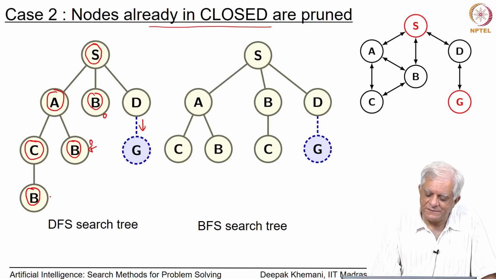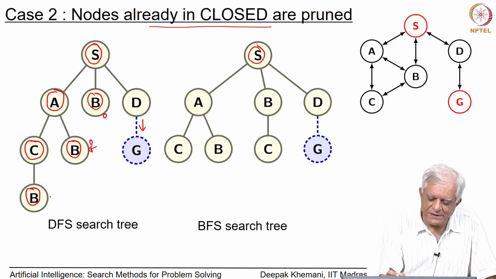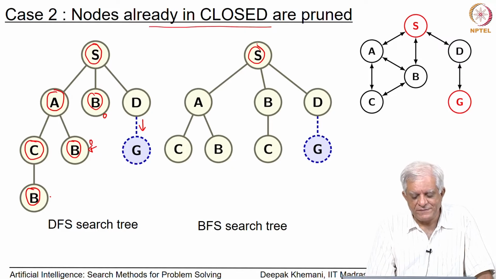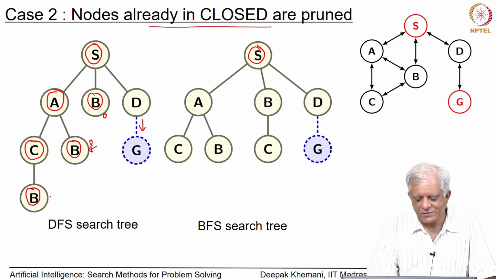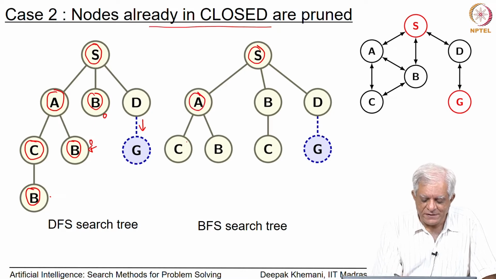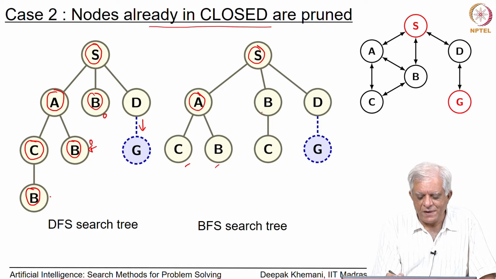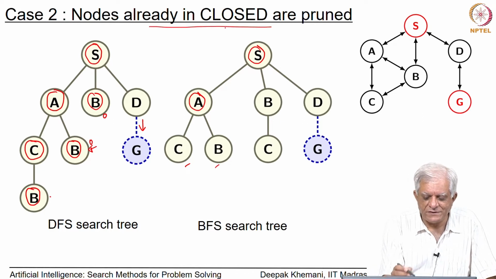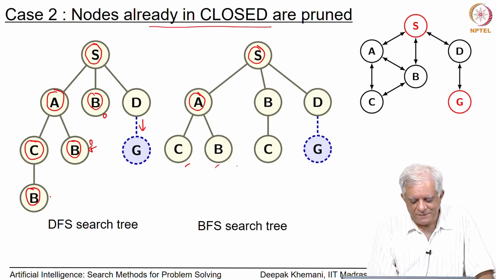Let us look at breadth first search. As usual, it starts by looking at S, generates the 3 children A, B, D, looks at A, generates the children C and B. Again it has generated B again, because even though B is present in open, our criteria is that only if it is on closed will we not add it again.